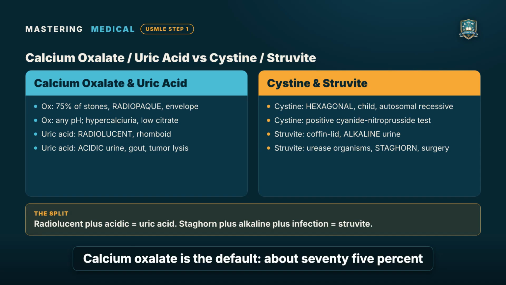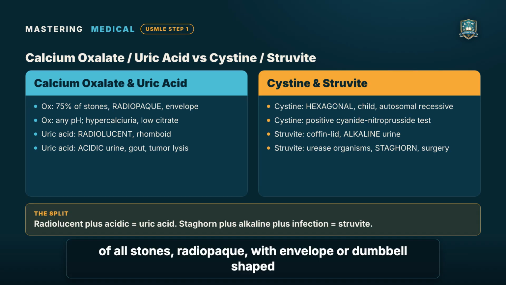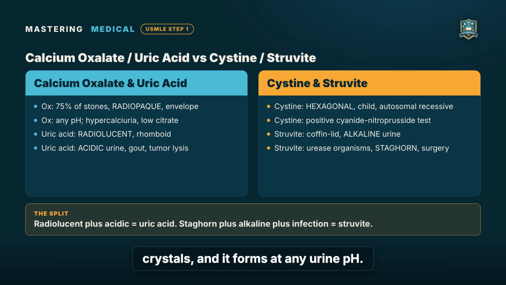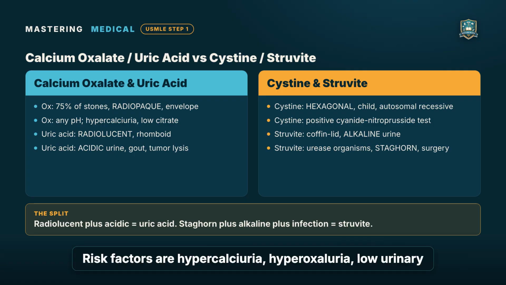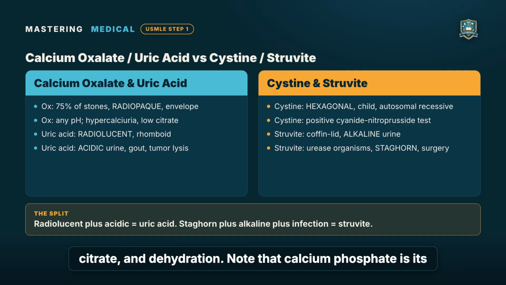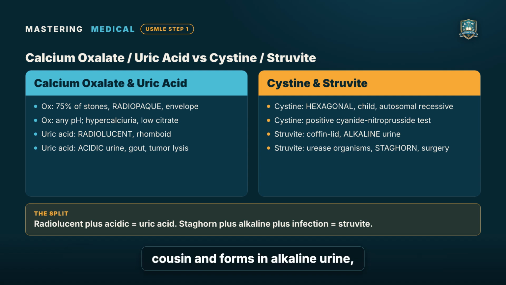Calcium oxalate is the default. About 75% of all stones are radiopaque with envelope or dumbbell-shaped crystals, and it forms at any urine pH. Risk factors are hypercalciuria, hyperoxaluria, low urinary citrate, and dehydration. Note that calcium phosphate is its cousin and forms in alkaline urine, classically with distal renal tubular acidosis, which links straight back to part 5.